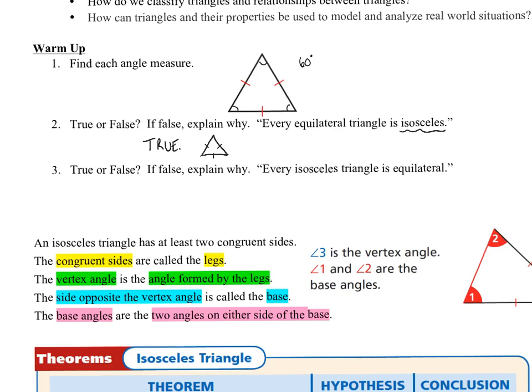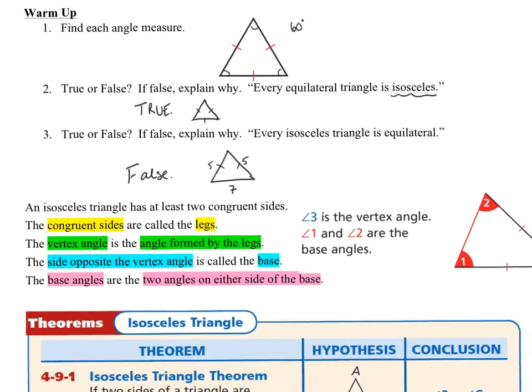Every isosceles triangle is equilateral. Okay, well, let me think. If I have a 5, 5, 7, this is an isosceles, but is it equilateral? No. So this is false. And my explanation why is seen in my image here.